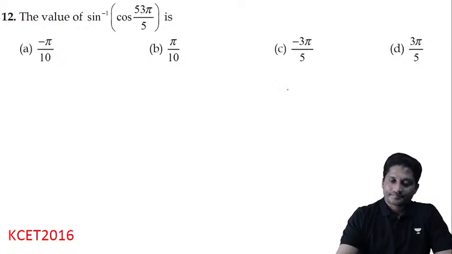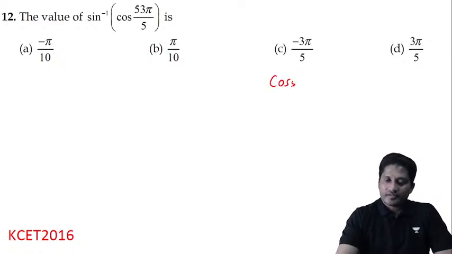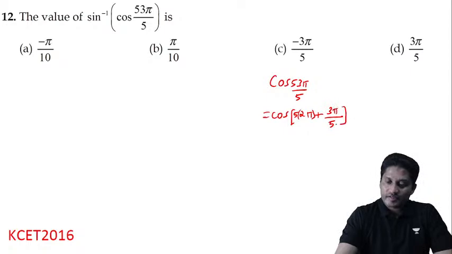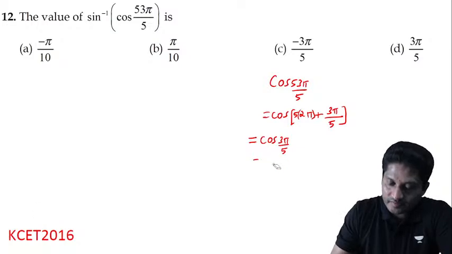Okay, now listen. Cos 53 pi by 5 can be written as cos of 10 pi plus 3 pi by 5, right? LCM is 5. If I take a multiple of 5, suppose here 5 into 2 is 10, 10 into 5 is 50, 3 plus 50 pi will be 53 pi. 360 plus theta, first quadrant, all are positive. This is cos of 3 pi by 5.